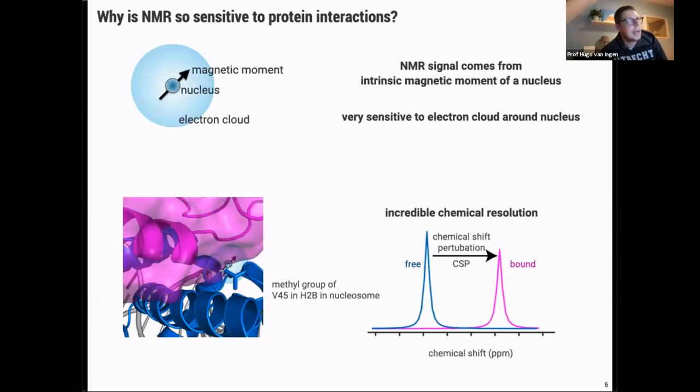And if you then add a protein, and if that's close to that particular atom nucleus, then you will see that this NMR signal will be perturbed. It will, in principle, get a change in the frequency, a chemical shift change, which we call a chemical shift perturbation. But also, especially if you form a very large complex, you will see an effect on the intensity, that in the bound state, the peak is actually broader and has a lower intensity.